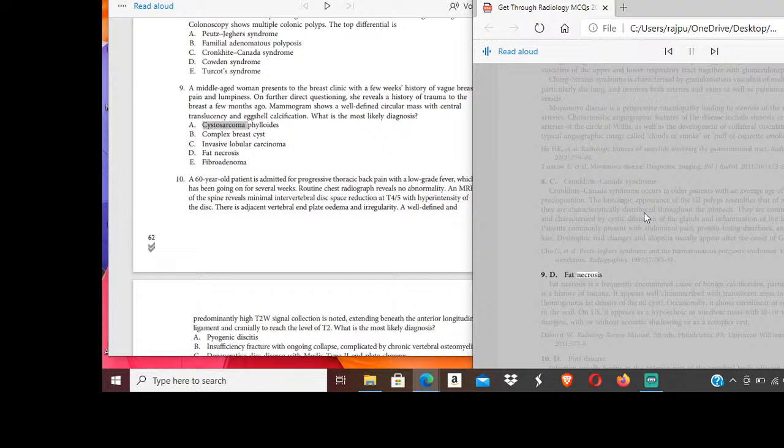D. Fat necrosis. Fat necrosis is a frequently encountered cause of benign calcification, particularly when there is a history of trauma. It appears well circumscribed with translucent areas in the center, homogeneous fat density of the oil cyst. Occasionally, it shows curvilinear or eggshell calcification in the wall. On US, it appears as a hypoechoic or anechoic mass with ill or well-defined margins, with or without acoustic shadowing, or as a complex cyst.